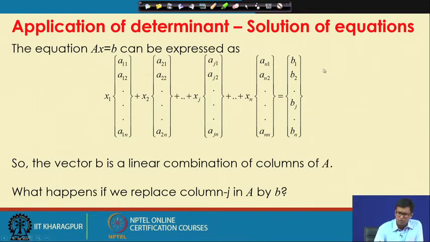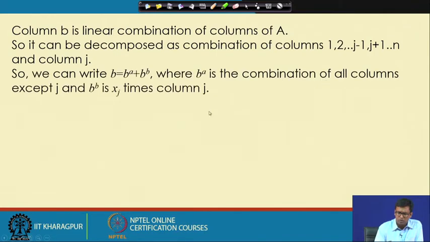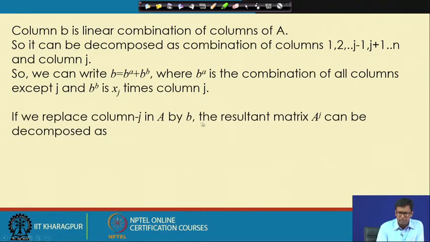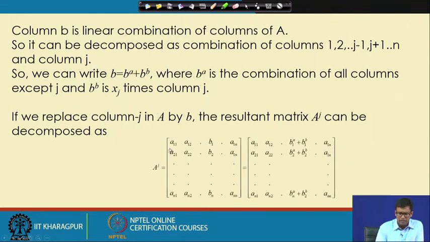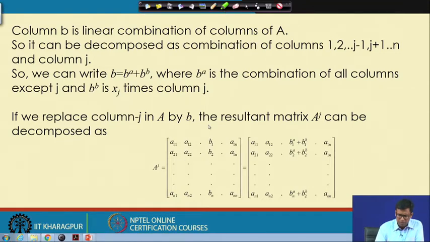So, now we can say this is a linear combination of columns except j, where different amounts x1, x2, xn are scalars multiplied with the other column vectors, and xj is multiplied with column j. So, if we replace column j of A by B, the resultant matrix can be written as A where the jth column is now replaced by B.